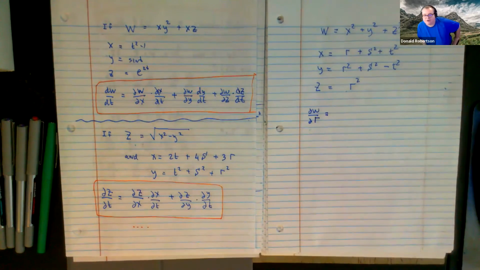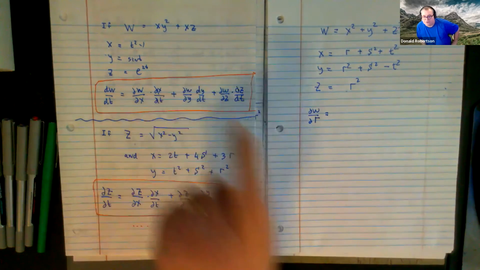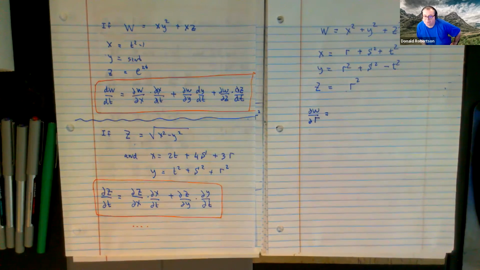I'll take a volunteer. What would the chain rule formula be for this situation? What would the partial derivative dw dr look like? Don't want to know the answer, just want to know one of these guys, what the formula would look like.